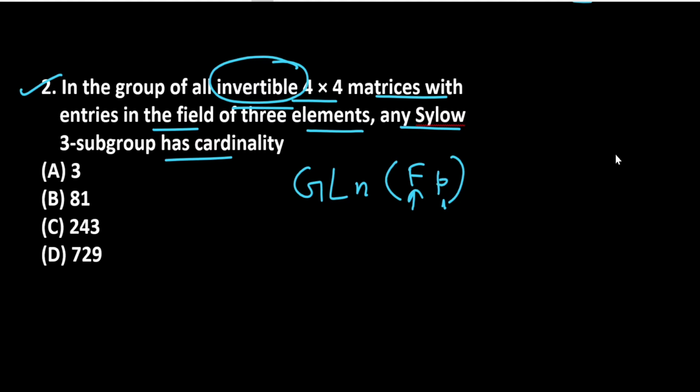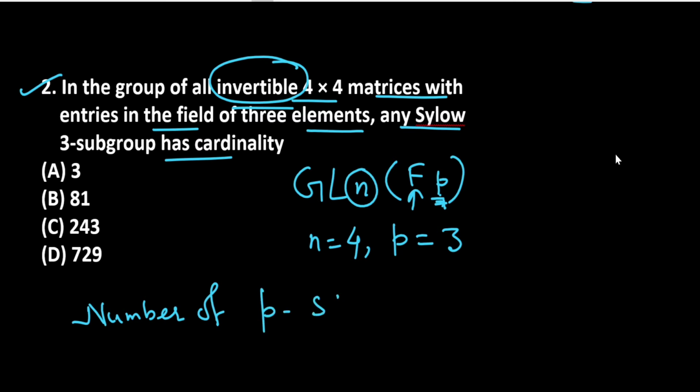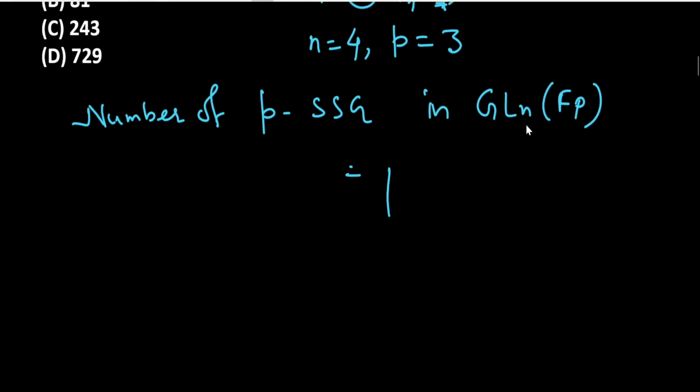So this is the general linear group, where n is the order of the matrix, here 4, and F_p is the field with p elements. So here the value of n is equal to 4, and the value of p is equal to 3. Now we have a result: the number of Sylow p-subgroups in GL(n, F_p) is equal to p to the power n into (n minus 1) by 2.